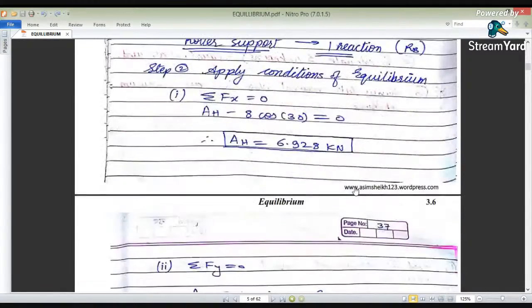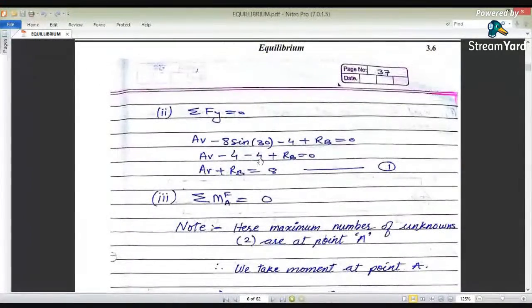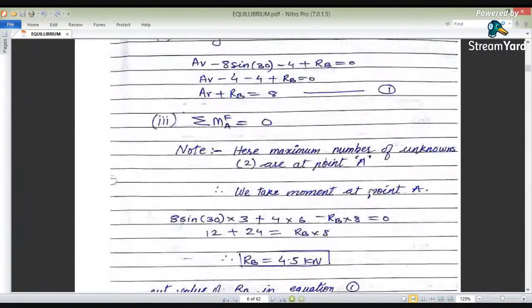So here, in the next case, we have taken the moment about the point A. After taking moment about point A, what is the value that has been calculated? The value has been calculated as 4.5. After the simple multiplications, it has been taken as 4.5.